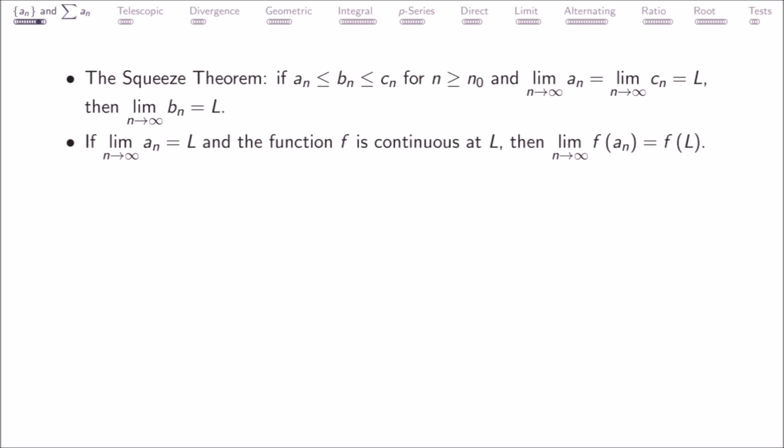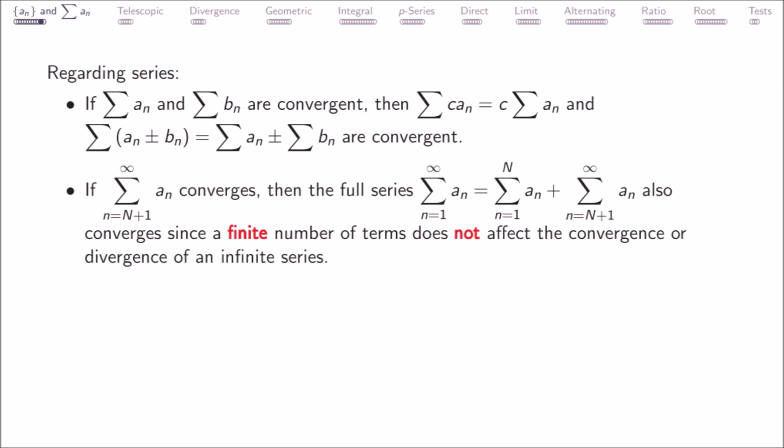If the limit of an equals L, and the function f is continuous at L, then the limit of f of an equals f of L. Regarding series, if these series are convergent, then constant multiple and addition-subtraction are convergent. If the series from n plus 1 to infinity converges, then the full series also converges, since a finite number of terms does not affect the convergence or divergence of an infinite series.